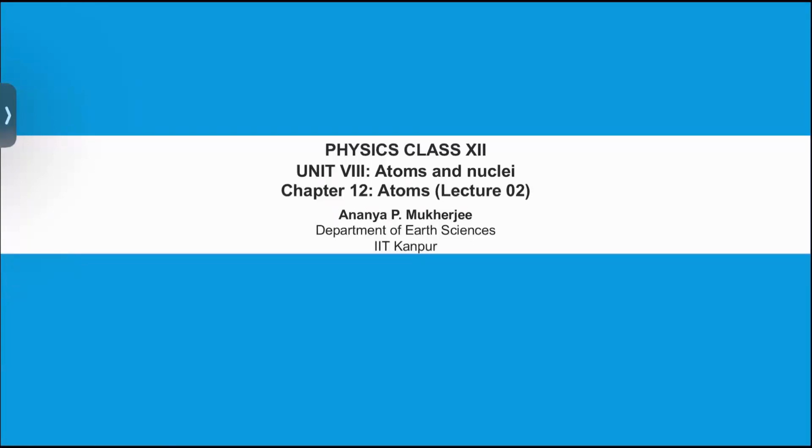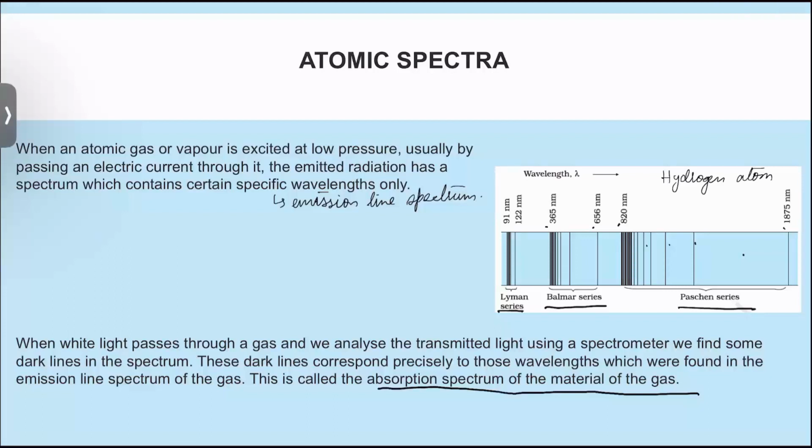Then we also saw how this could have been proven by the scattering experiment that was done by Geiger and Marsden, on the suggestion of Rutherford. We saw how the alpha particles, when projected onto a thin gold foil, either got backscattered, or passed through, or scattered at a high angle. So these were the things that we saw. Then we stopped at atomic spectra.